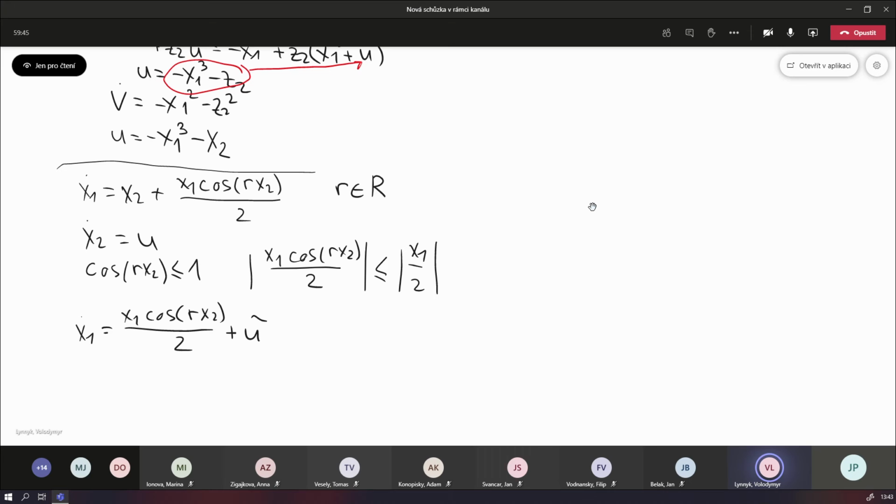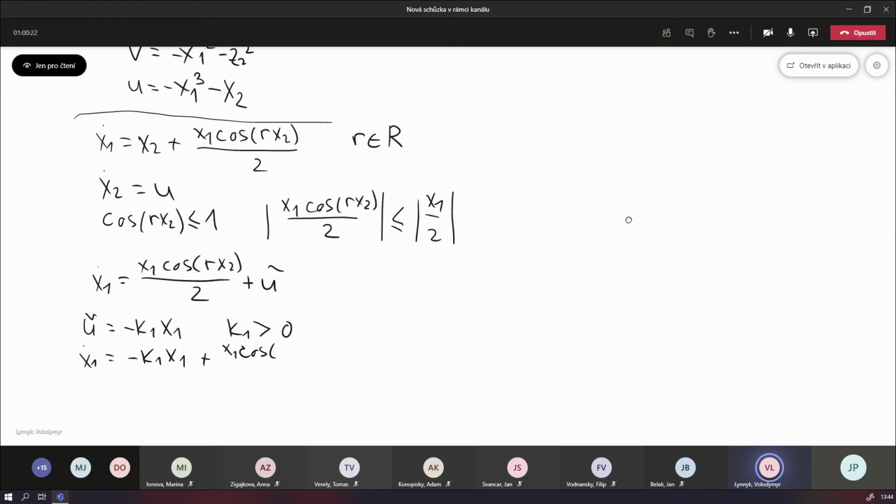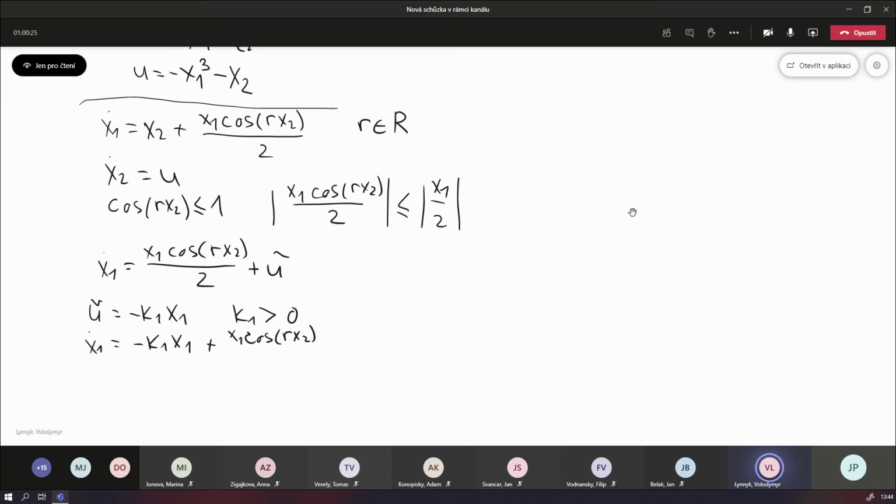Now we need to design control u. It's equal to minus k1 x1, where k1 is some positive number, and x1 dot equals minus k1 x1 plus x1 cosine r x2 divided by 2.